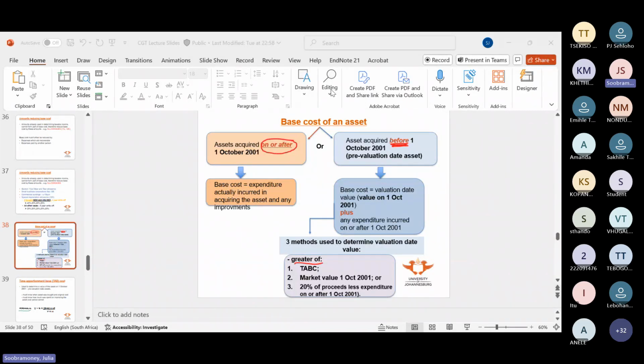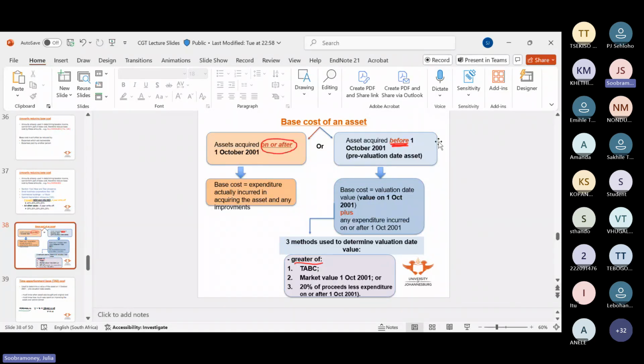Okay, thank you. All right, so how do we determine this value on this day? We're going to use the greater of TABC, market value, 20% proceeds. I'm going to go through this calculation now with you. Just for now, I want you to remember that we're going to choose the greater of the 3. Once we have selected the greater, that is the value on 1 October 2001. So now I start with a new value as if I actually purchased it on 1 October 2001. So I start with a new cost price, basically.